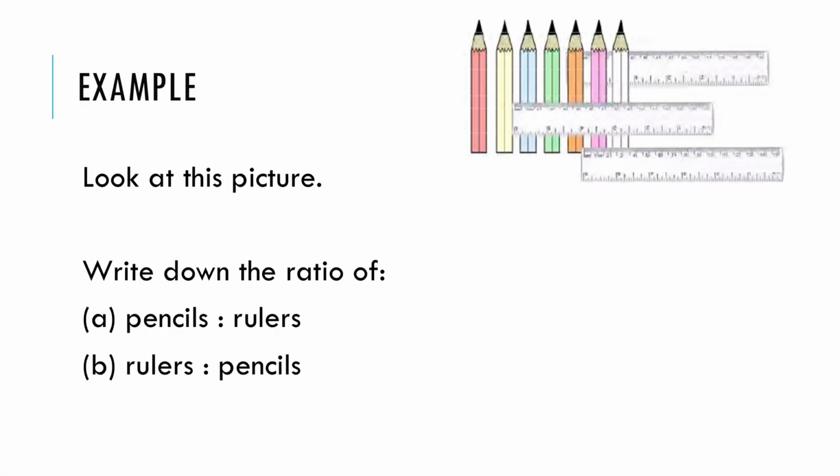So let's come up with some ratios here. Write down the ratio of pencils to rulers. So first I'm going to start by counting the number of pencils. There's 1, 2, 3, 4, 5, 6, 7 pencils. So 7 to 3 rulers. And the ratio of rulers to pencils, well, that would just be 3 rulers to 7 pencils.